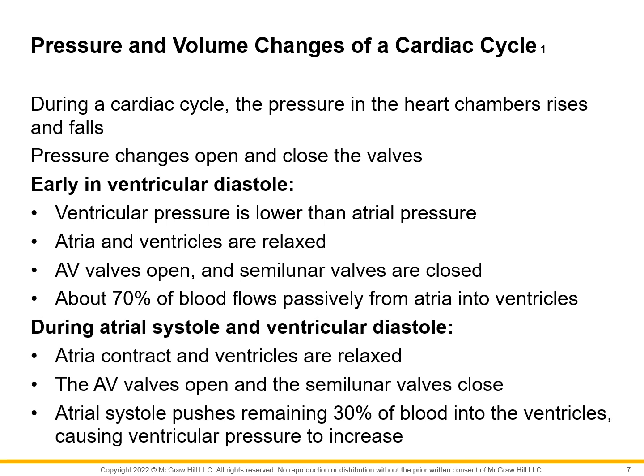This stage is followed by atrial systole and still ventricular diastole. Okay, so we have 30% of blood still remaining in the atria, so the atria will contract to push this blood into the ventricles, and again during this phase the AV valves will still be open, okay, and the semilunar valves will still be closed. So this will lead to an increase in the pressure of the ventricles.